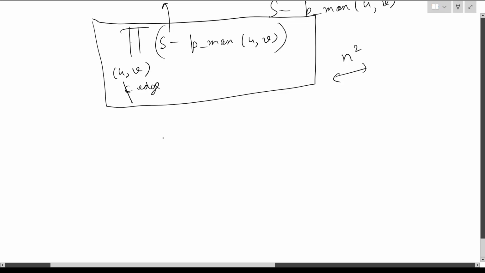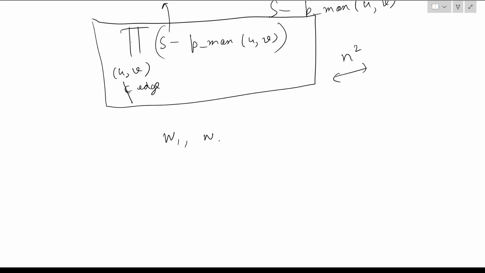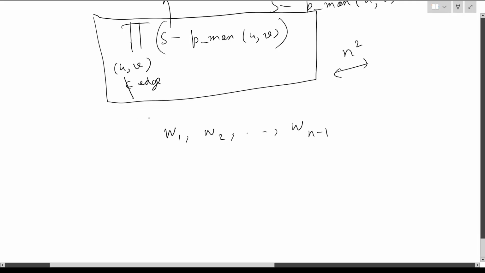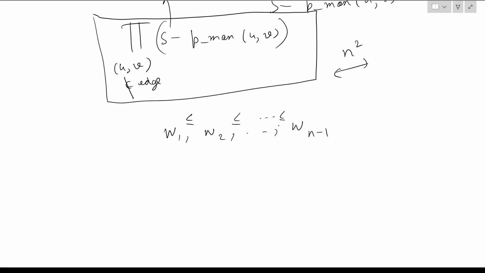So here we're going to do the following. Let's say the weights are w1, w2, all the way till w n minus 1. We're going to order them. Let's assume that they're in increasing order this way. And the idea is that the P max from u to v can only be one of these values, obviously, because it has to be an edge. And so we could now try to count how many times it is the first edge.